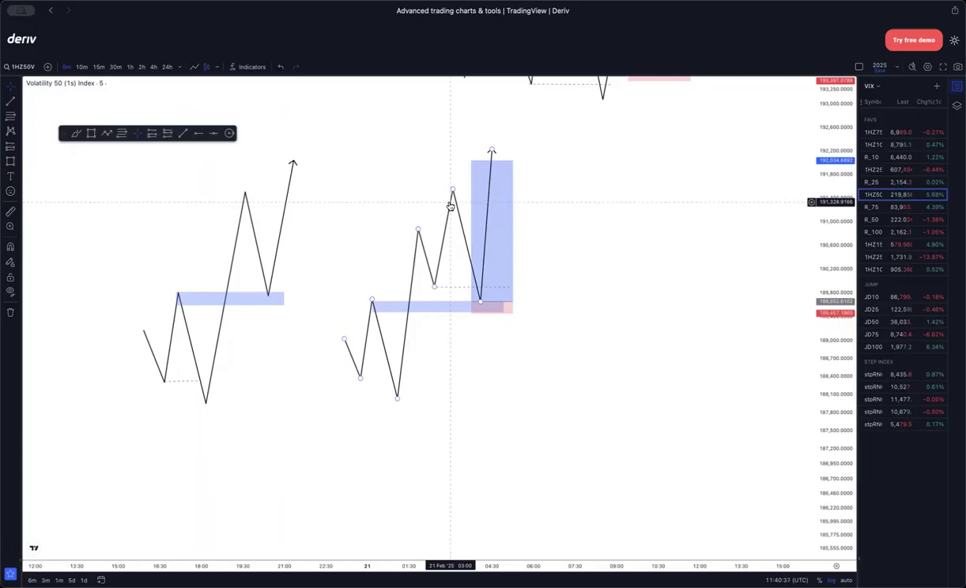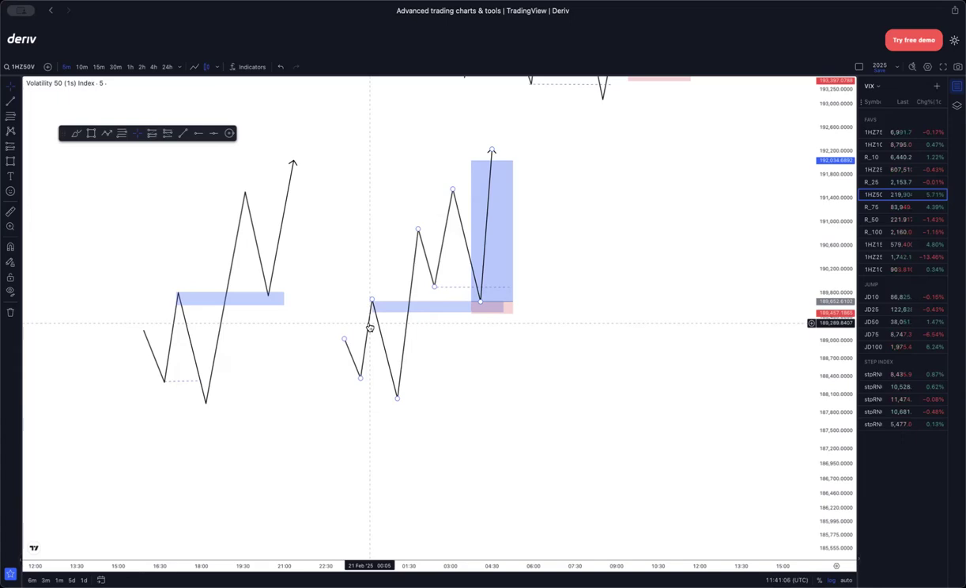Under the breaker blocks, I've shown you how, once we have a sweep of liquidity, the ones that we have the inducement, and the ones we don't have the inducement. It's the same way for being bearish, right? If you turn it upside down, it's the same way for being bearish.